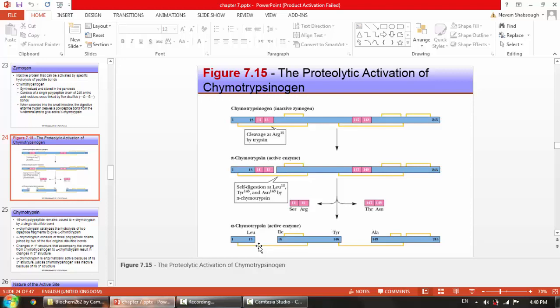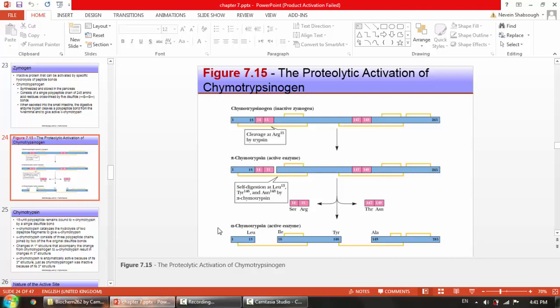The final form of the enzyme has 3 polypeptide chains, as you see here, but they are connected together by the 5 original and still intact disulfide bonds. But now we notice 1, 2, 3: 3 of them are intra, meaning within the same chain, and 2 are inter disulfide bonds. Inter means between 2 different chains. So whenever we read the word chymotrypsin, it means alpha-chymotrypsin unless otherwise specified.